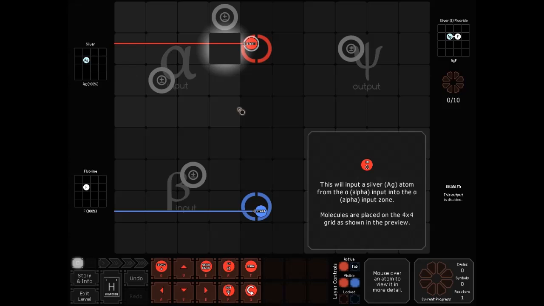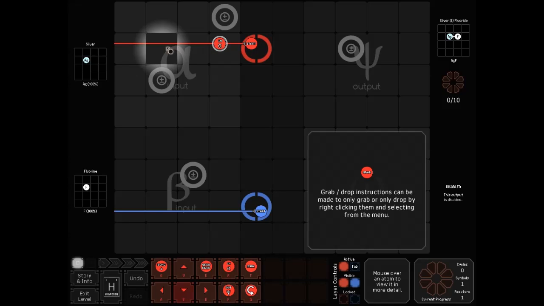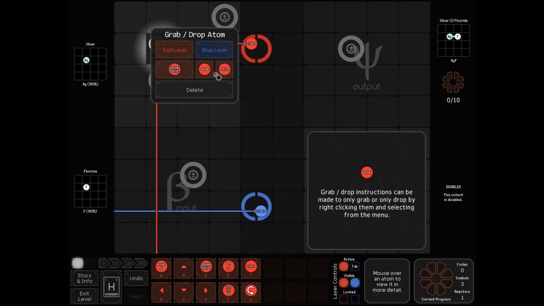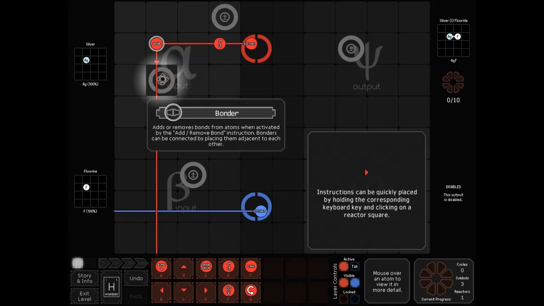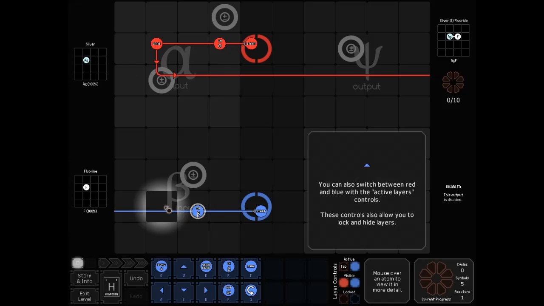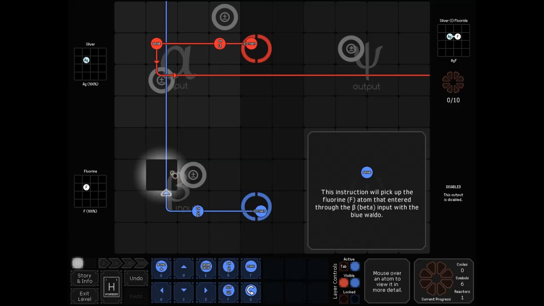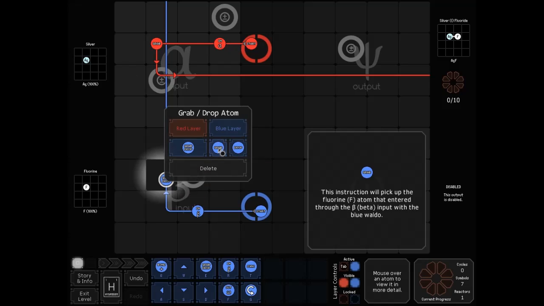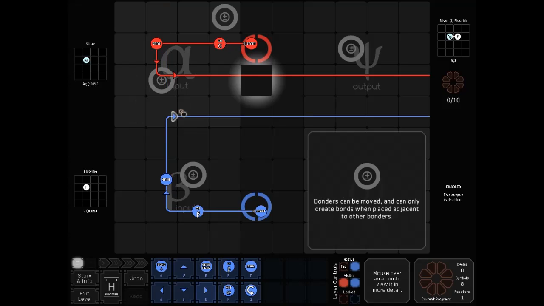I need input alpha down. Oh, I need a grab. And so actually make that a grab, I right click on it and make that move that way. Now it says switch to the blue, which I do by hitting tab. And to do input beta, I click R, up. Grab is E, right click, grab. And we'll go this way.